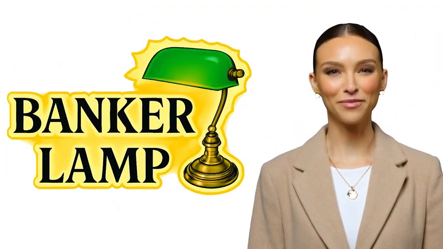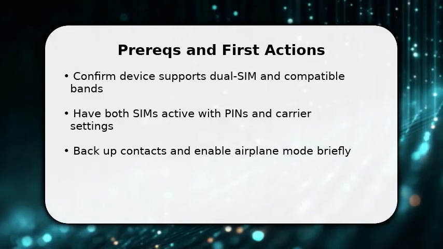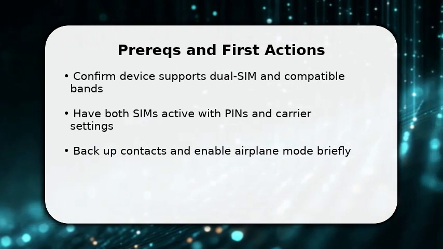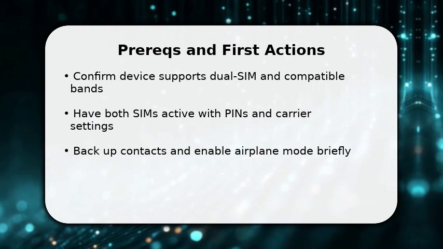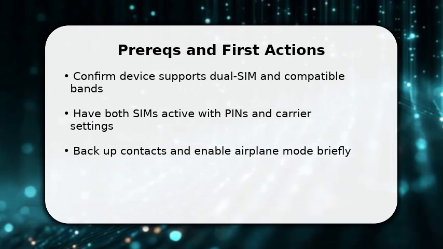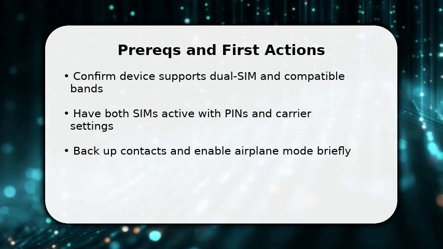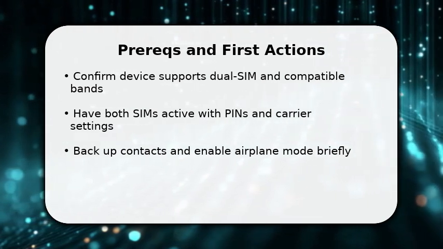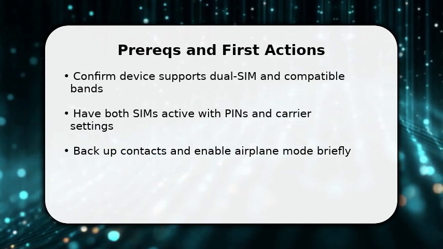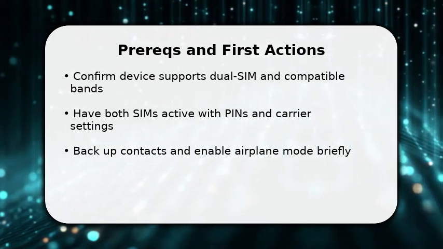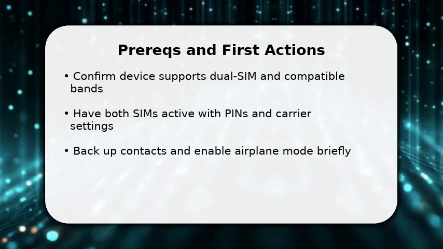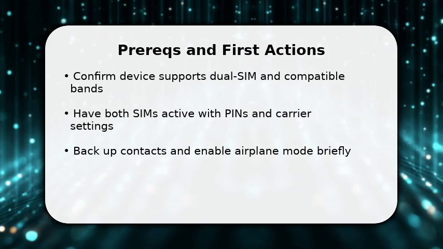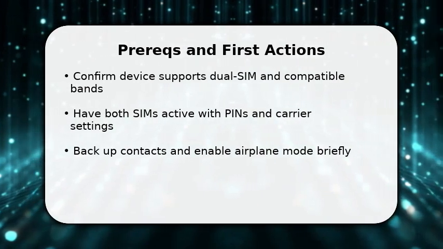Please enjoy the video. You need dual SIM hardware and 2 active accounts. Check that now. Once confirmed, power off, insert SIM-A in the primary slot and SIM-B in the secondary. Make sure PINs are entered and the phone boots fully. Next, go straight to network settings to assign a default data SIM so you avoid switching later. These are the essential prerequisites and the first actionable steps to get both lines recognized and ready for use.